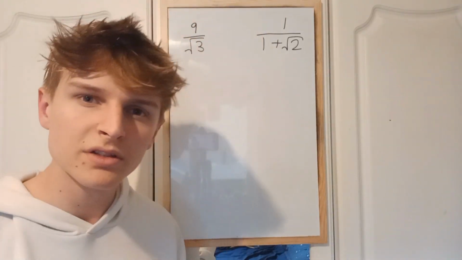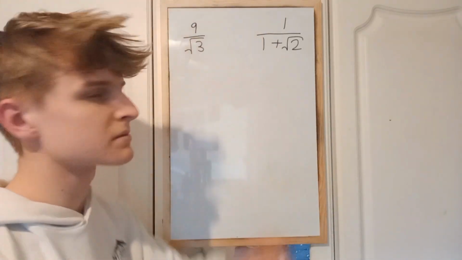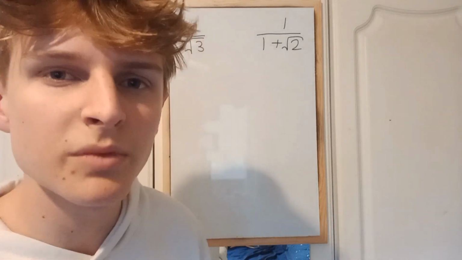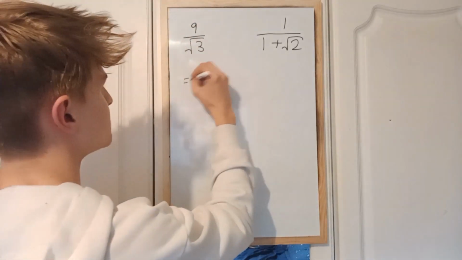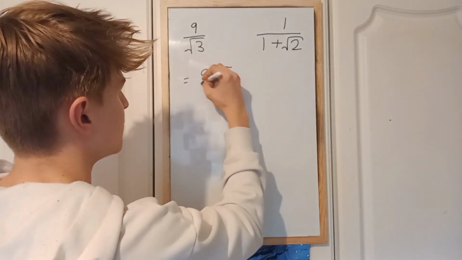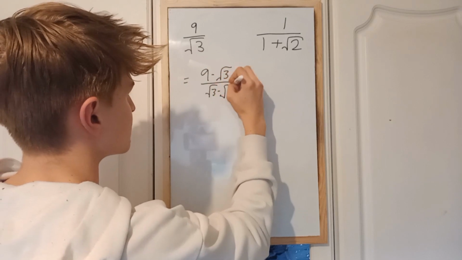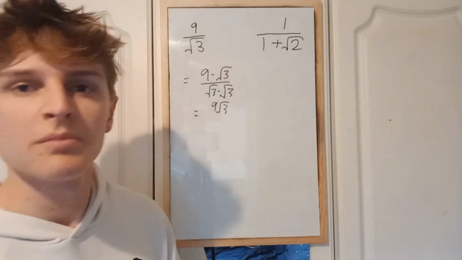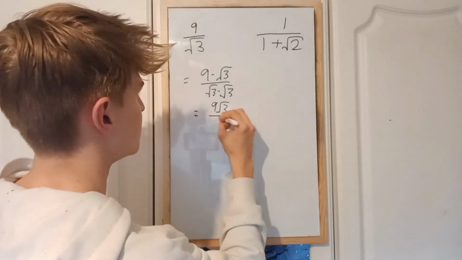Now, the 9 over the square root of 3, we want to get rid of the square root of 3. So how do you get rid of a square root? Well, you can just square it. So we're going to try and find out how we can multiply the bottom by root 3. Well, as you know, we can just multiply the top and bottom by root 3 because that's the same thing as multiplying by 1, which doesn't change anything. So that equals 9 times root 3 over root 3 times root 3, which equals 9 root 3 over, and then root 3 times root 3, by definition, that's a 3.